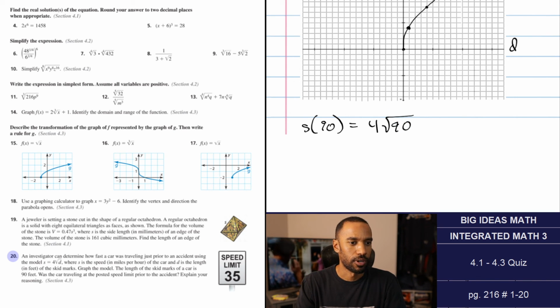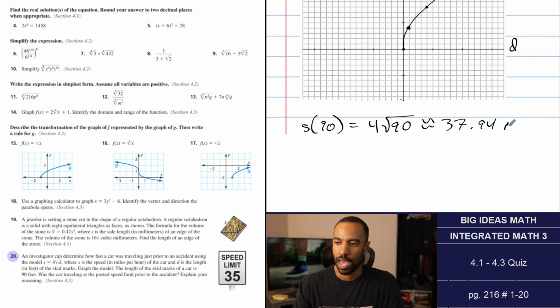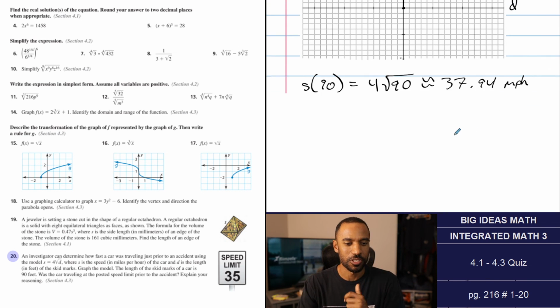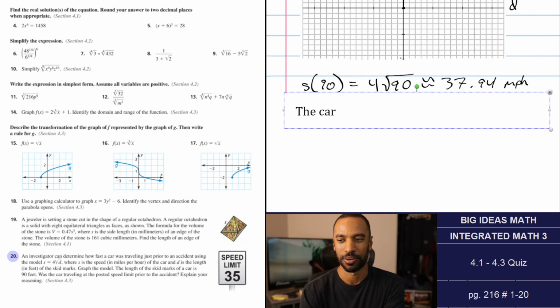Anyway, S sub 90 equals 4 times the square root of 90. Let's see. 4 times the square root of 90 is 37.94 mph. So they're asking, was the car traveling at the posted speed limit? No. The car was traveling faster than the posted speed limit, 35 miles per hour.